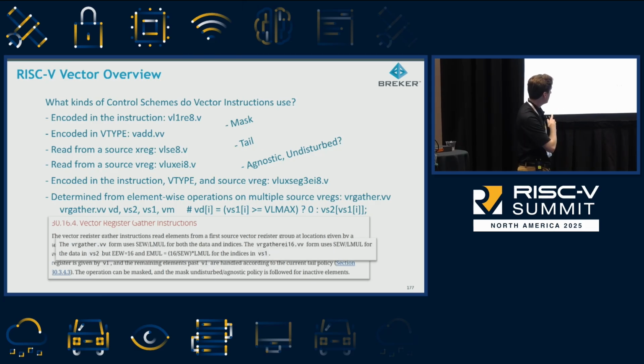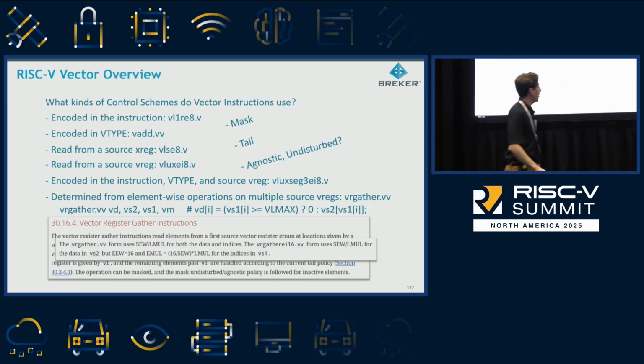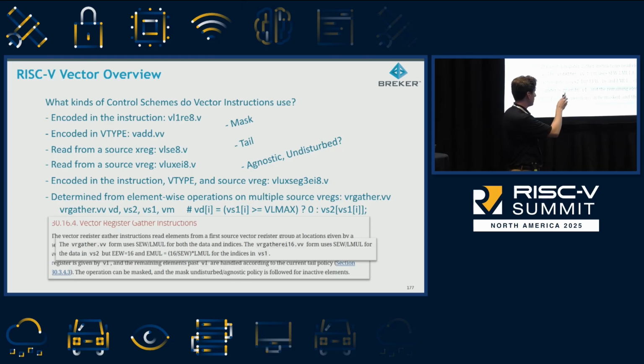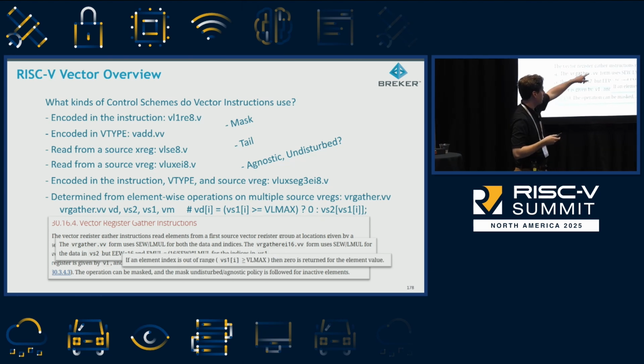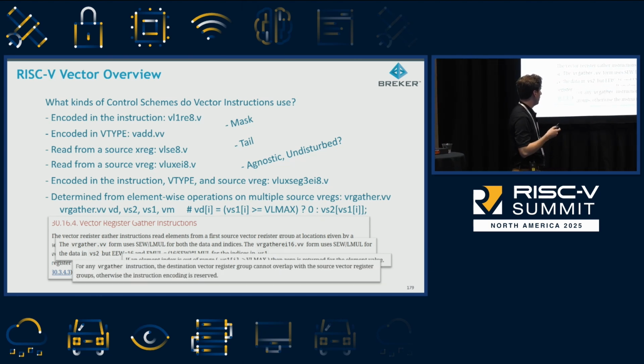And don't think that we're done with different types of control schemes. This one actually has a different set of indices. That's that VRGather EI16. The dimensions of the indices are determined by effective element width instead of standard element width, which means that all of these calculations have to happen. And then we also still have that conditional to deal with.